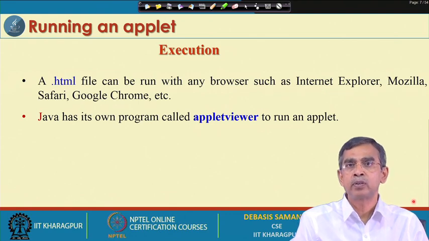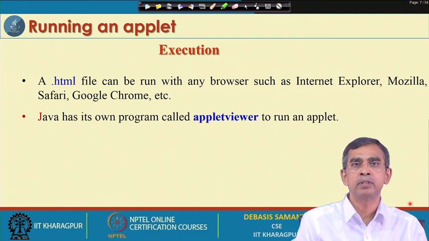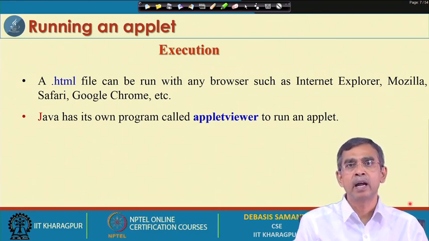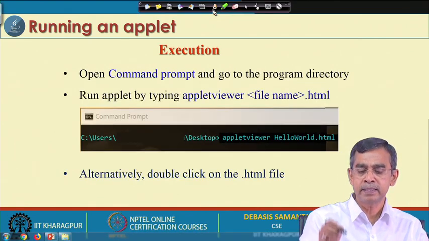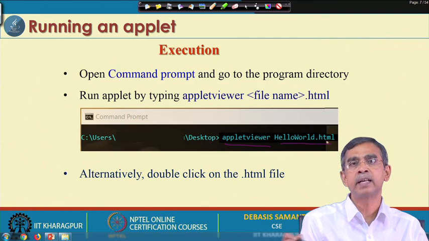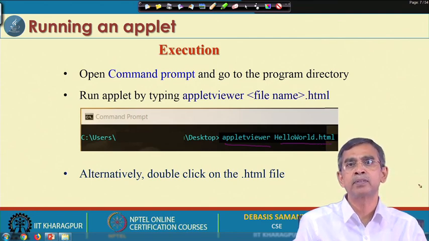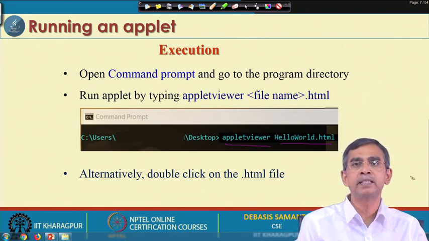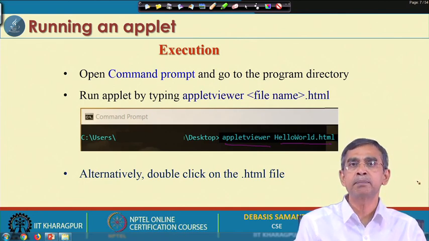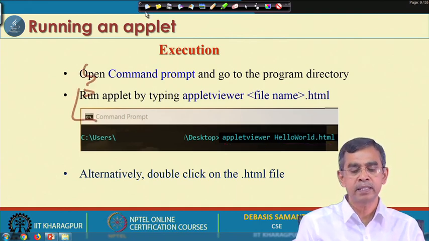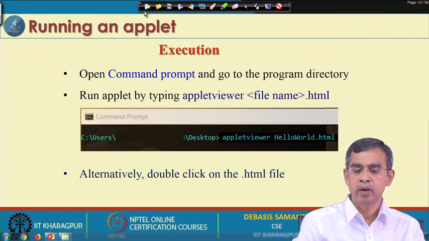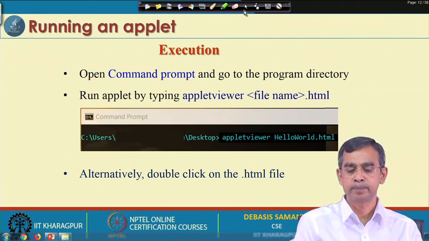I told you, in order to run this program you should use appletviewer. So, use appletviewer as a command and run the program. Here is the command: appletviewer and then the name of the file that you have created, say for example HelloJava.html. So, here for example HelloWorld, this is the name of the HTML file. If you write it, then this file will be executed. On execution you can see the output.